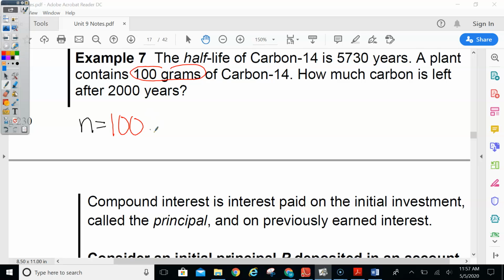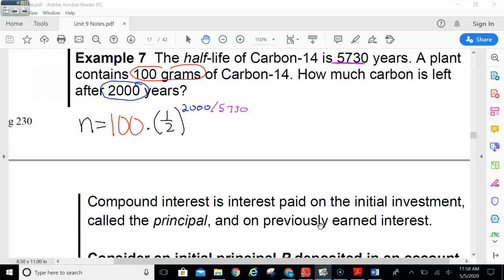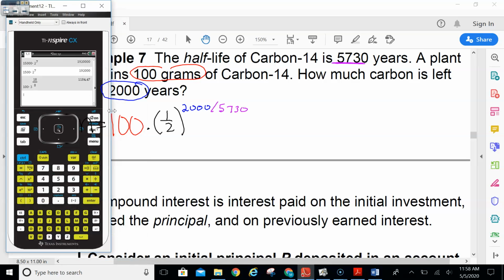And then we want a half-life that it takes for 2,000 years. So 2,000 is my time. So 2,000 here. But the period that it takes to cut in half is this one. So this is P. So divided by 5,730. So again, it's not even going to be half of this because it hasn't reached the 5,730 years.